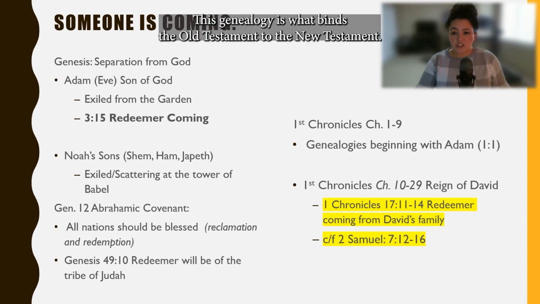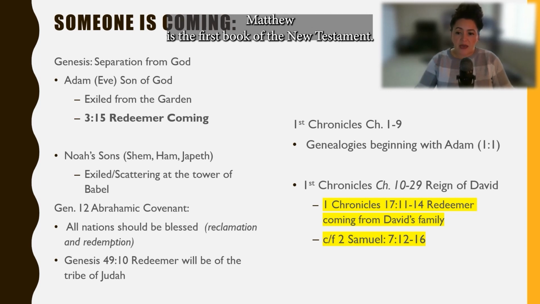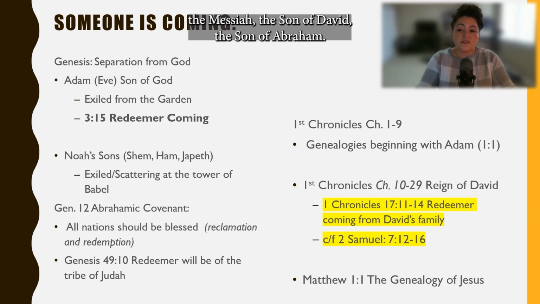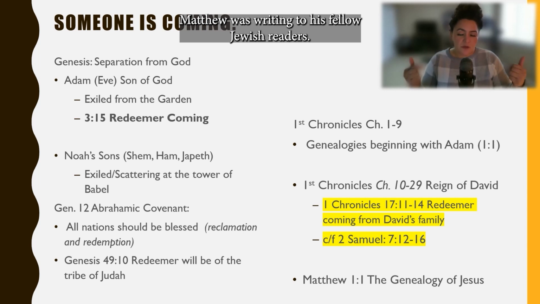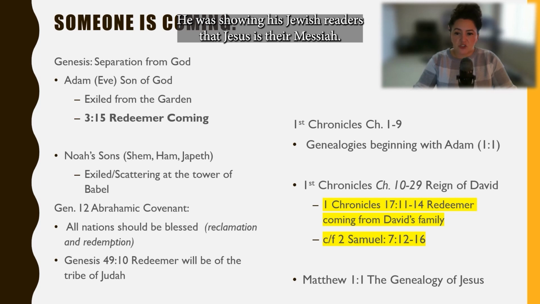This genealogy is what binds the Old Testament to the New Testament. The genealogy that begins in Chronicles finishes in the book of Matthew. Matthew is the first book of the New Testament. If you read Matthew chapter 1, verse 1, this is the genealogy of Jesus, the Messiah, the son of David, the son of Abraham. Matthew was writing to his fellow Jewish readers. They know this history. He was showing his Jewish readers that Jesus is their Messiah.